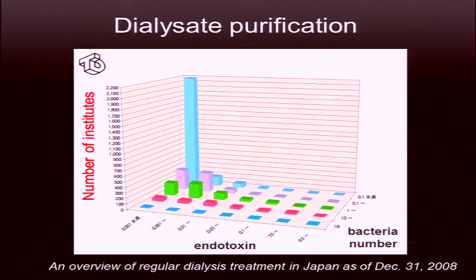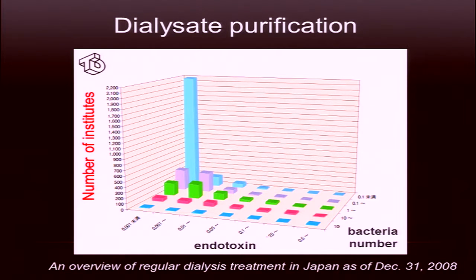As far as technology, this figure tells that more than 80% of institutes in Japan use dialysate with undetectable levels of endotoxin and bacterial numbers. But now water purification is developed in most of the country. So technology is not the issue.